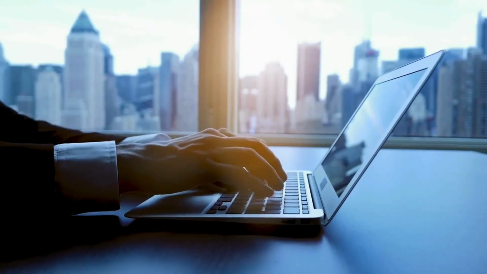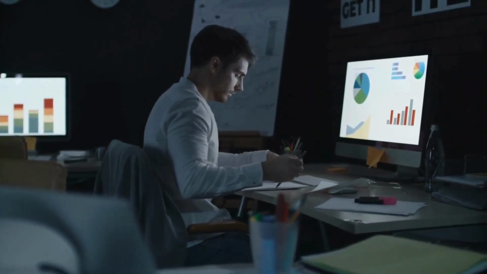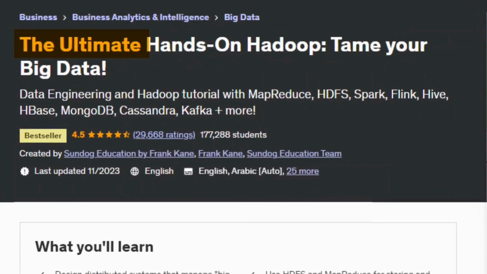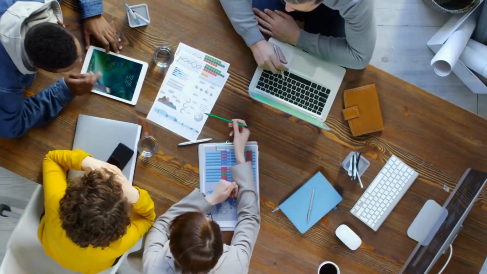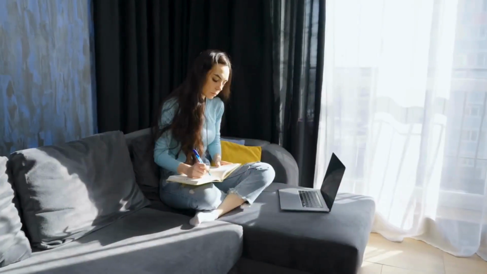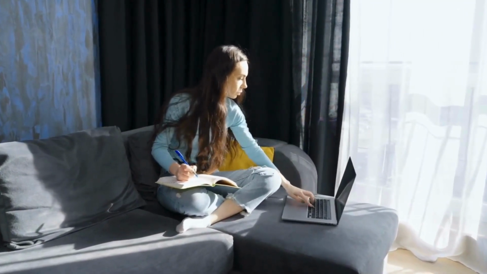If you're looking to gain hands-on experience with Hadoop and build a strong foundation in big data processing and analysis, I highly recommend the Ultimate Hands-on Hadoop course on Udemy. The course provides a comprehensive introduction to Hadoop and its ecosystem, and the hands-on exercises will give you the practical experience you need to work with big data effectively.